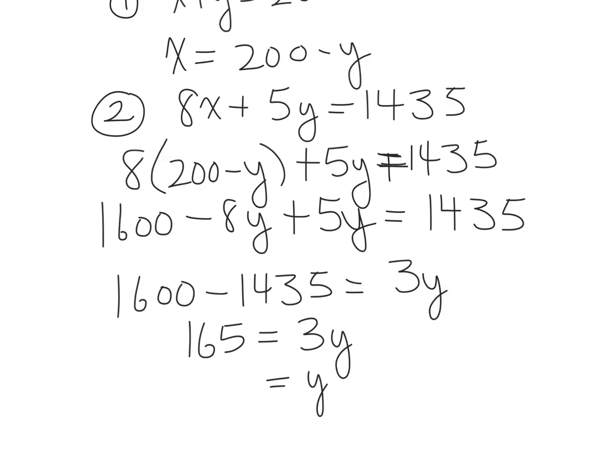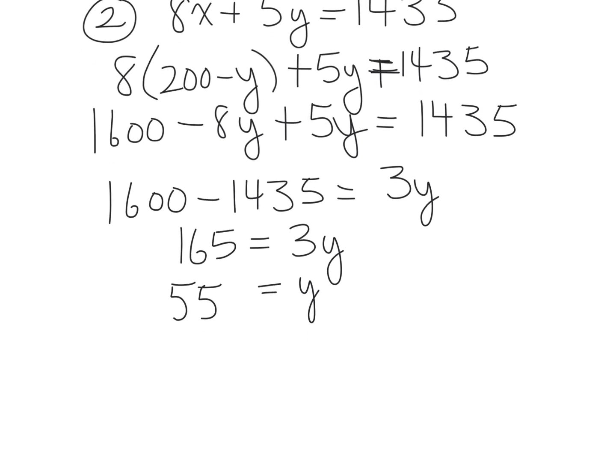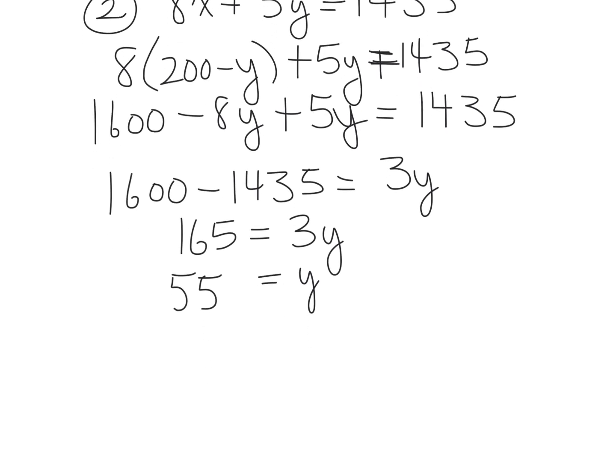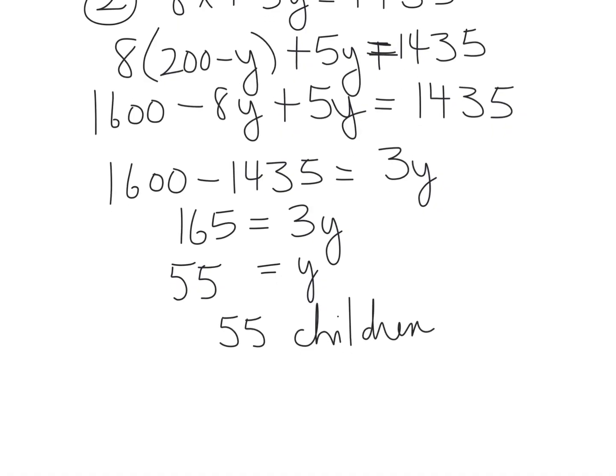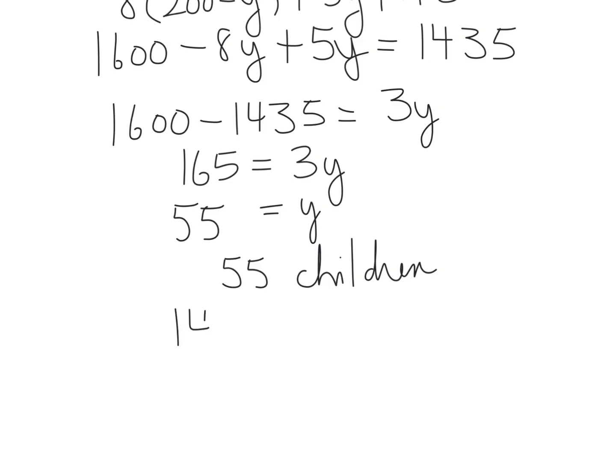If I divide both sides by 3, it gives me another way of showing that there are 55 children, with the balance of the 200 being 145 adults. So in these cases, please choose what method makes the most sense to you, either elimination or substitution.